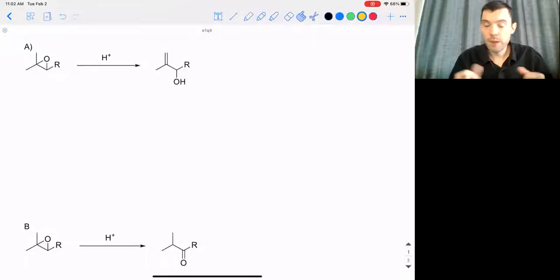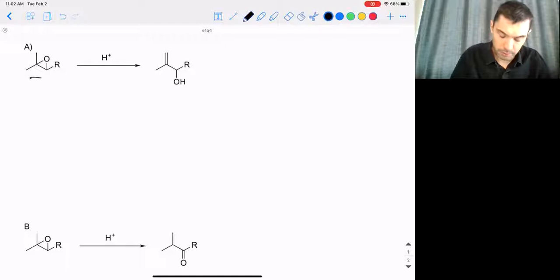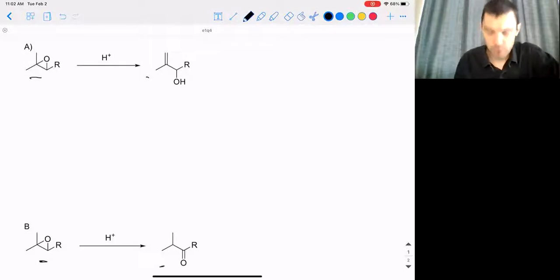All right, welcome back. And let's see if we can engage in some mechanistic arrow pushing activities here. So in this case, we have two rearrangements of epoxides. And the first one here is an epoxide to an allylic alcohol. And then the second one is going to be an epoxide to a ketone. And, in both cases, we have an H plus as our catalyst.